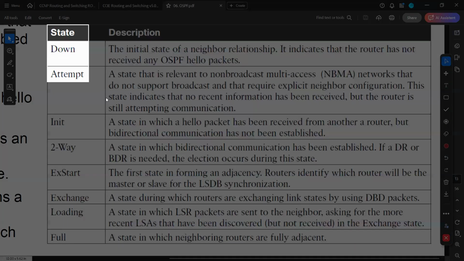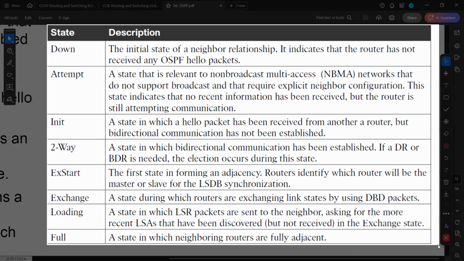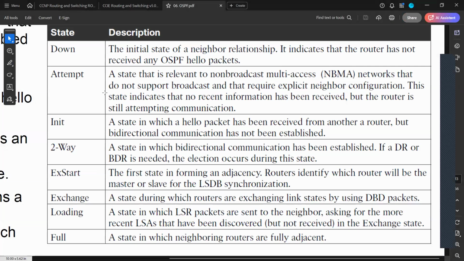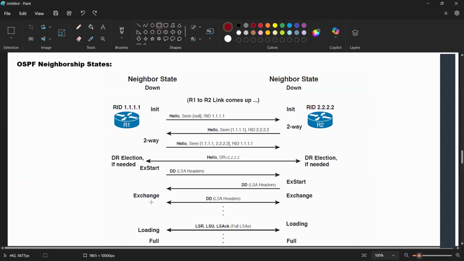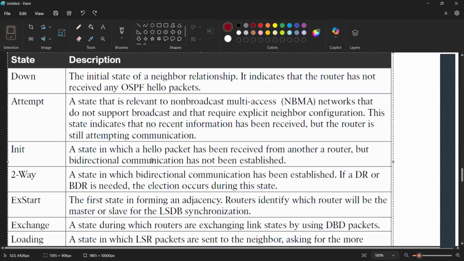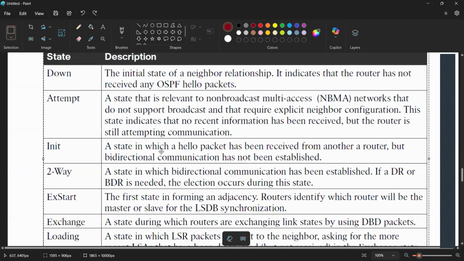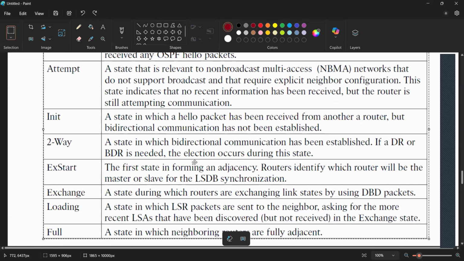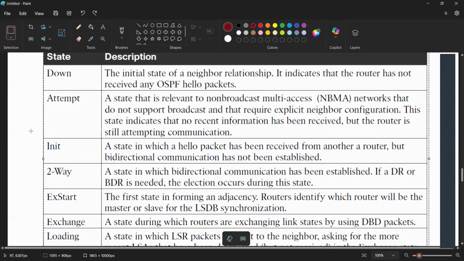So you can note down this for states. Attempt state, this will be only present in the non-broadcast networks. If you have a non-broadcasting network, there only you will see the attempt state, otherwise you will not see. So overall, you have 7 states, but in case of non-broadcasting, you will have 8. So note it down.